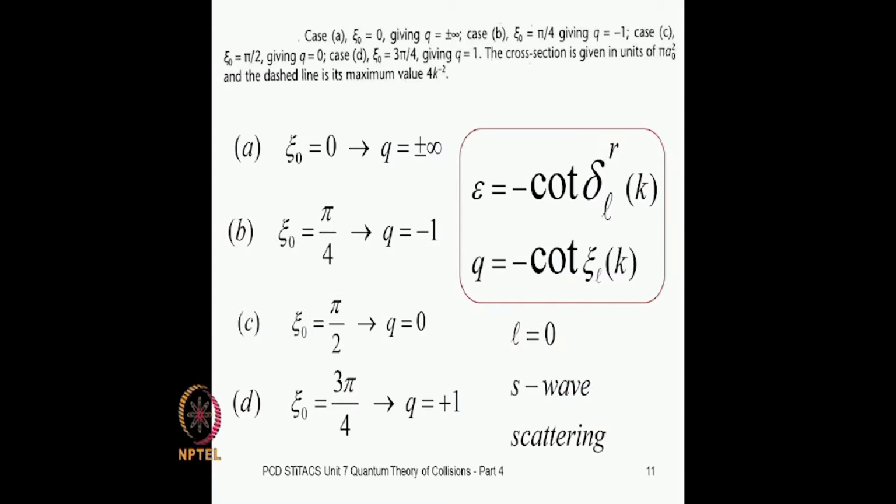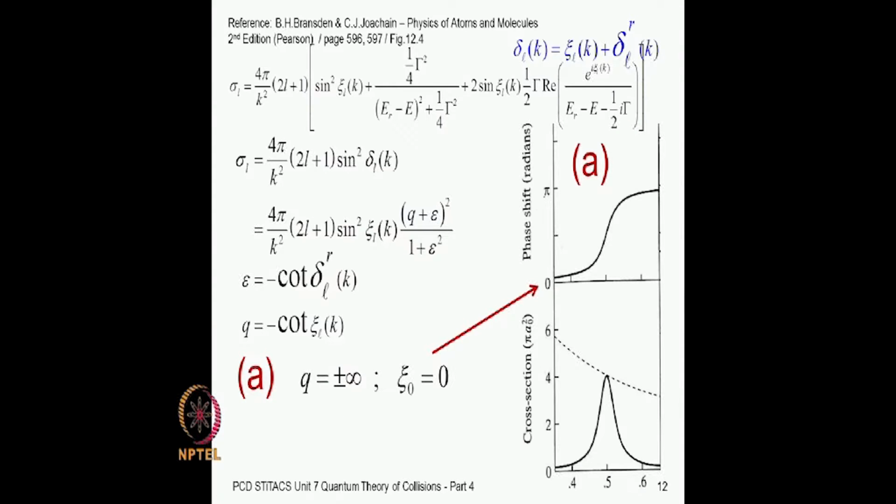But they give you a range of q values which can be anything from plus infinity to minus infinity, and the background phase shift can be anything from 0 to pi, or modulo pi, right? So the background phase shift can be anything, which means that the q parameter can be just about anything, and as you see from these figures, they determine the shape of the resonance. So here is the case which was in panel A, and in this case the background phase shift is 0, q is plus infinity or minus infinity, and what do you get?